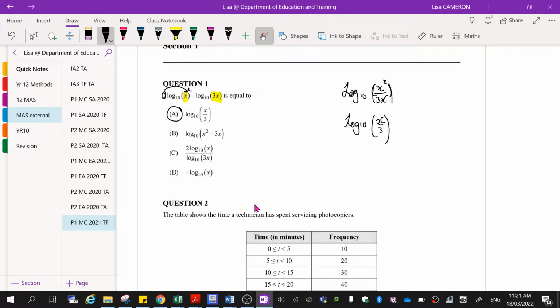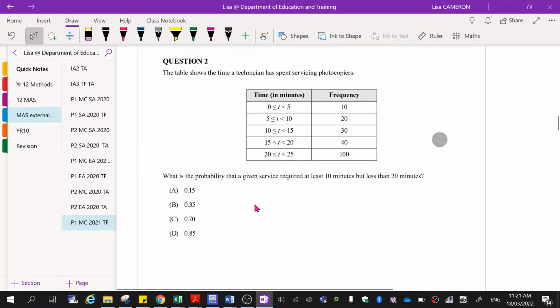Now for question 2, the table shows the time that a technician spent servicing photocopiers. What is the probability that a given service required at least 10 minutes, but less than 20? So if I'm hiring someone to do a job and I say, you need to be here for at least 10 minutes, that means the least amount of time that you can be there is 10, okay? But you have to be there for less than 20, means you're not including the 20.